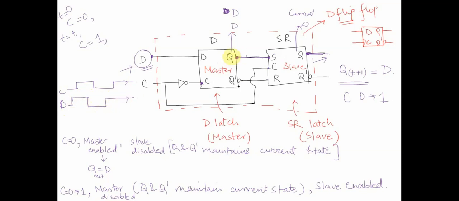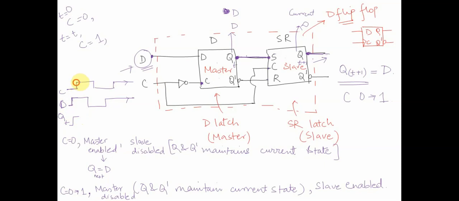What will be this output? Let's call it Qt, and let's call it Qt plus 1. Qt would be what? As soon as C is 0, the first circuit is enabled, right? If the first is enabled, Qt plus 1 will directly see the value of D.